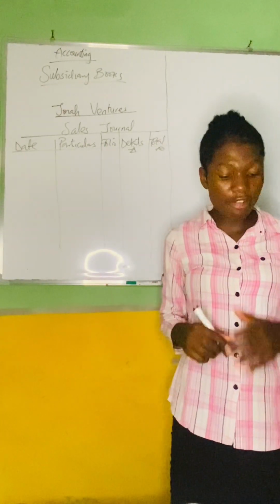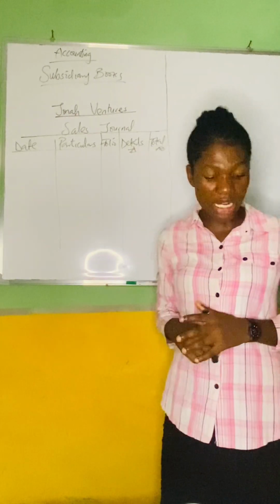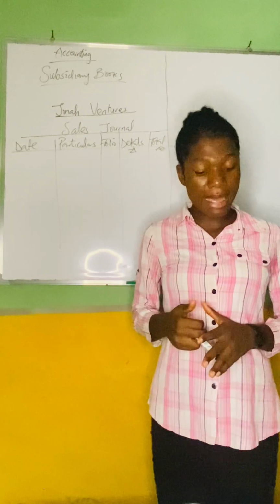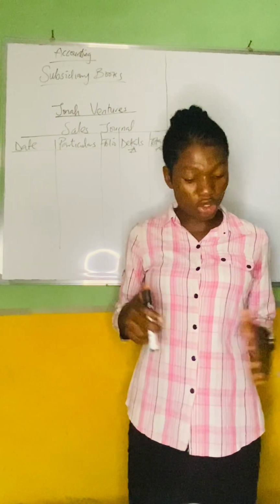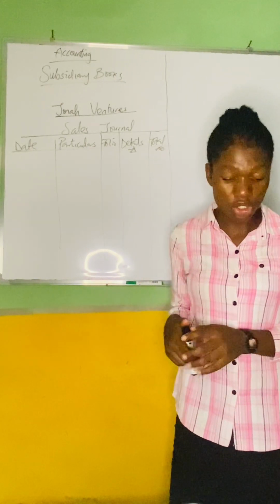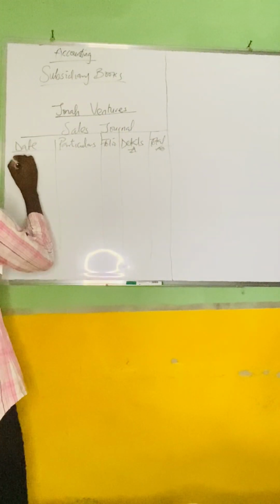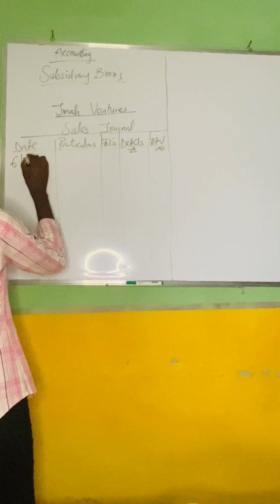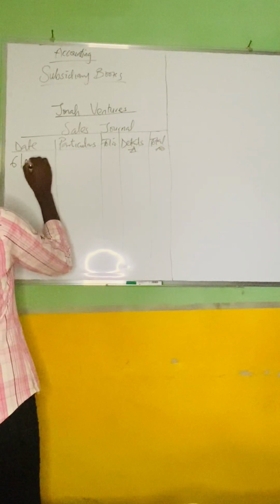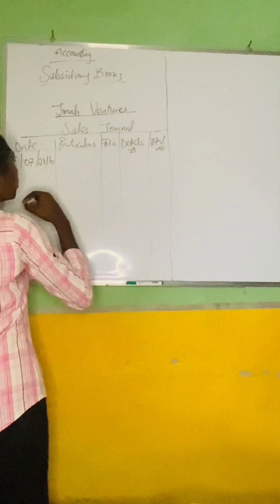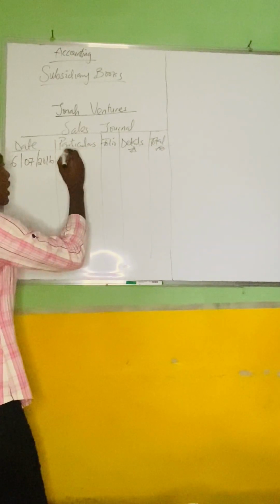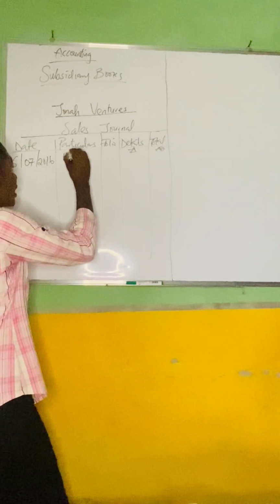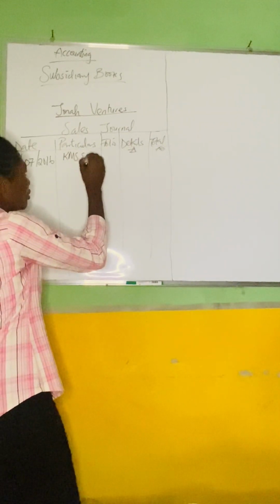Now we have: on the 5th of July, sold goods on credit to KMS Enterprises. We're going to enter the date, the 6th of July. If you want, you can write 6th July, or you can just use the month as 07, and the year is 2016. So we sold goods on credit. What we are going to bring here first is the name of our debtor, which is KMS Enterprises.